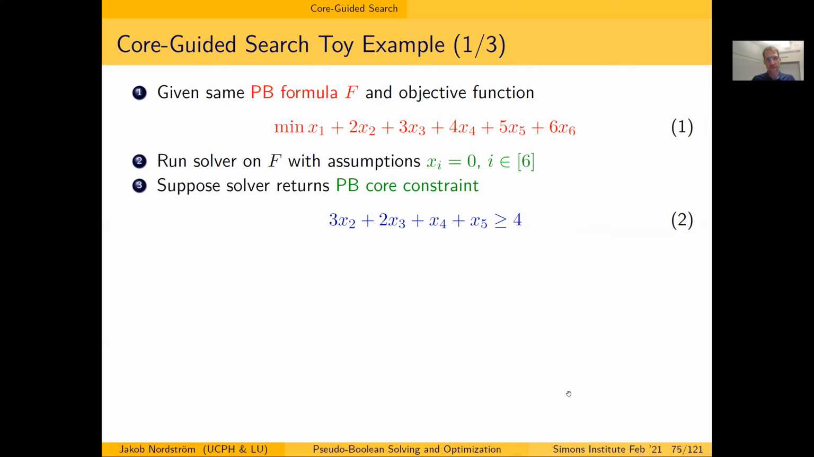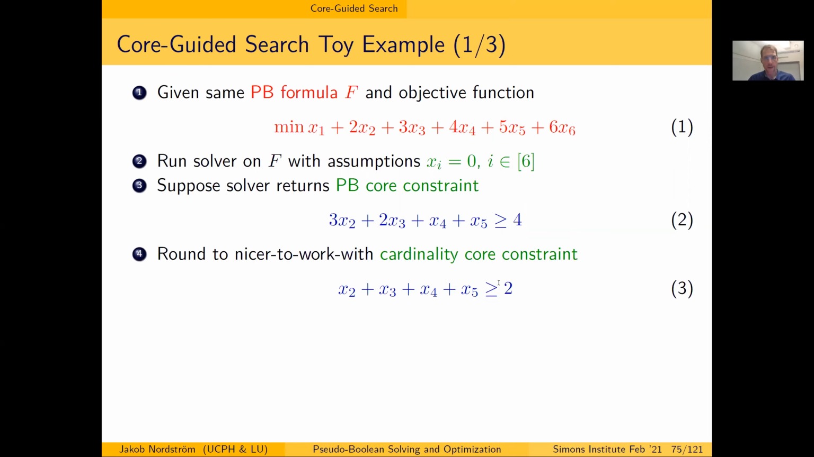So suppose that we get such a constraint back, and it turns out that the constraint is 3x2 plus 2x3 plus x4 plus x5 greater or equal 4, say. So it turns out that this constraint, if I want to do pattern matching on the maxsat core-guided algorithm we had before, it's not so easy to deal with this general pseudo-Boolean constraint. So as we discussed in part 2 of the tutorial, you can take any pseudo-Boolean constraint and you can round it to a cardinality constraint.